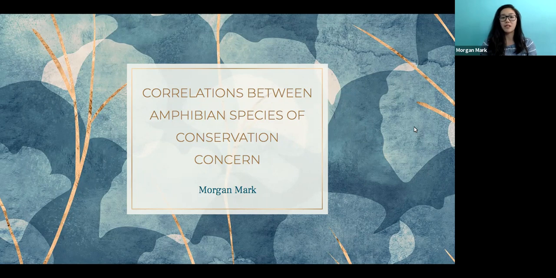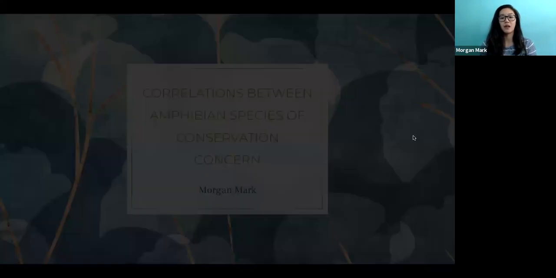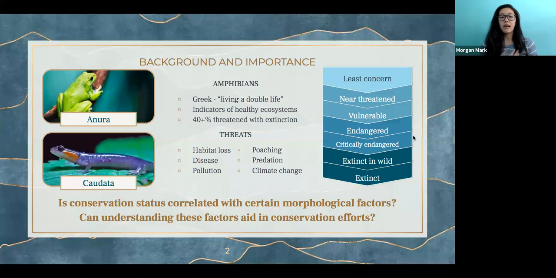Today I'm going to be discussing the results of my project where I assess the correlations between amphibian species of conservation concern. Just for a little background, an amphibian is any animal that usually starts off the beginning of its life in the water, then metamorphoses in a process that basically changes their entire physiology. And then they spend the majority of the rest of their life on land, only returning to the water to breed, escape from predators, or find food.